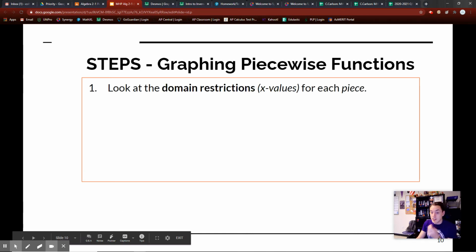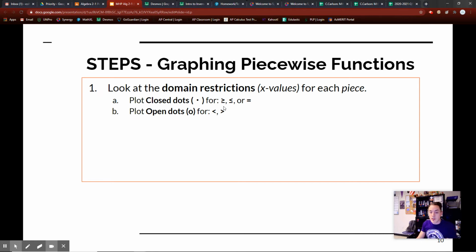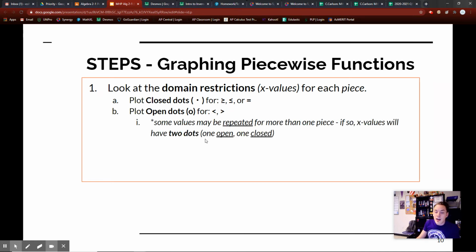First of all, you're going to look at the domain restrictions. That's the very first step. You have to look at the domain restrictions, the x values for each piece. Okay, you're going to plot closed dots for less than or equal to, greater than or equal to, or just plain equal to. And you're going to do open dots for less than or greater than. Now, some values may be repeated in one piece, and that's important. So if that happens, x values will have 2 dots, one open and one closed, and that's fine. It just follows the pattern wherever it leads.